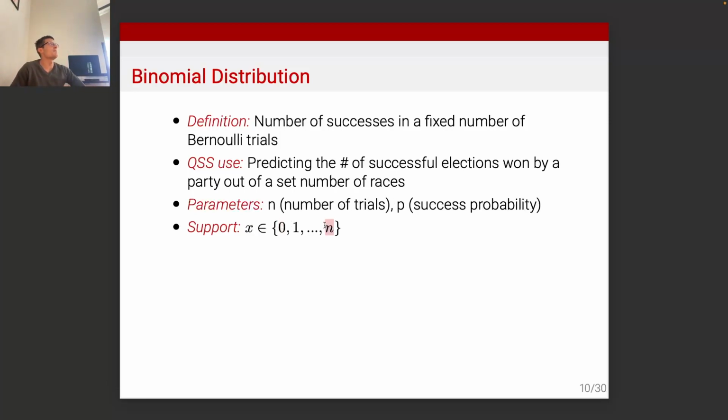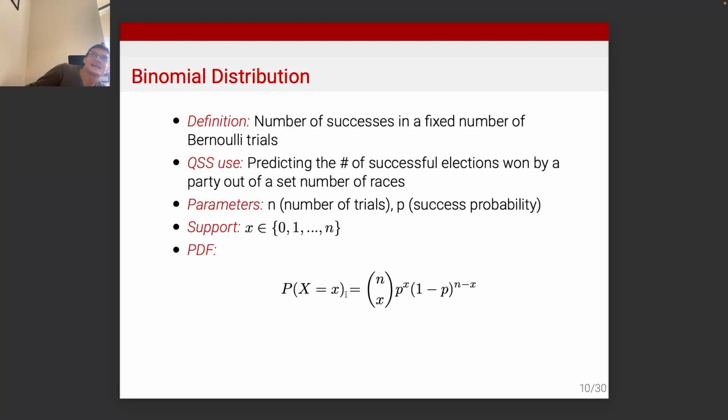But in other cases, if you had, let's say, 100 different races, then that n would be different. So n is one of the parameters, and p is another of the parameters. And these control the probability of different things happening. This is the PMF. This should read PMF there in the slides. The PMF can be written out like this.